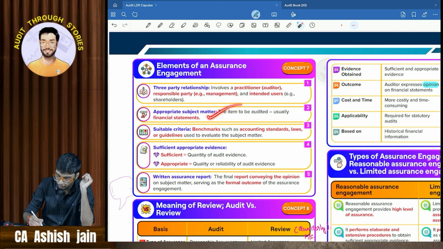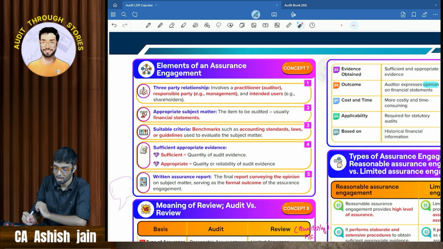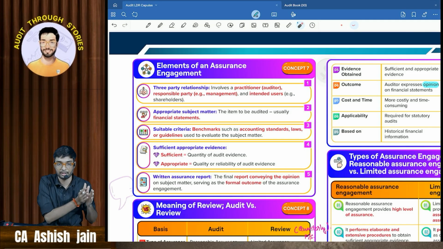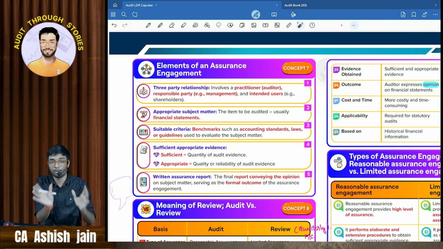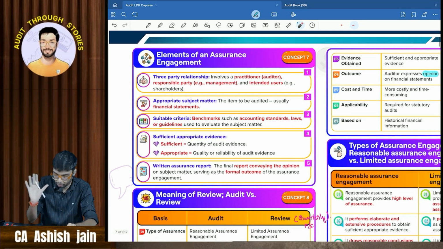Then comes appropriate subject matter. The example of appropriate subject matter is the financial statement, and the suitable criteria are benchmarks such as accounting standards, law, or guidelines. The auditor will follow whatever the accounting standard or Ind AS says, and verify whether the financial statements give a proper conclusion, a proper opinion or conclusion.